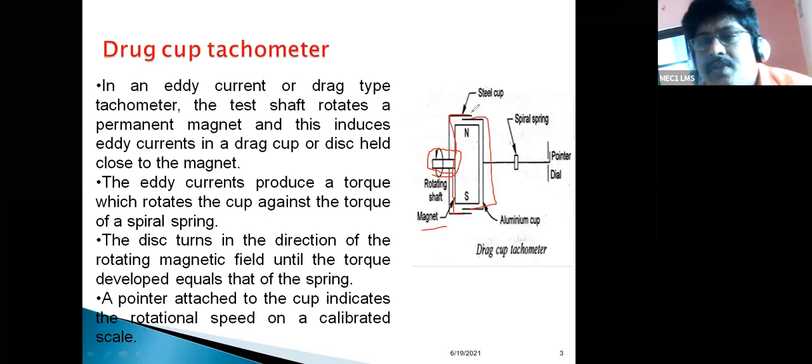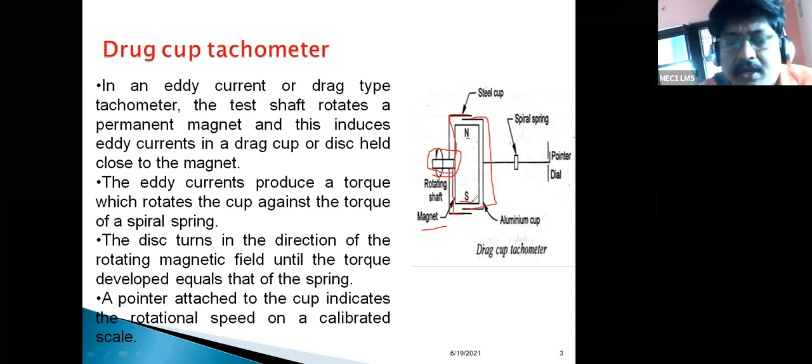See here, this drag cup is very close to the magnet. Once the shaft rotates, the magnet also rotates. Why? Because at the end of the shaft we are arranging a permanent magnet, which has a north pole and a south pole. The drag cup, that is the steel cup and aluminum cup, is very close to the magnet. Whenever the shaft rotates, the magnet also rotates. So the drag cup is very close to the rotating magnet.